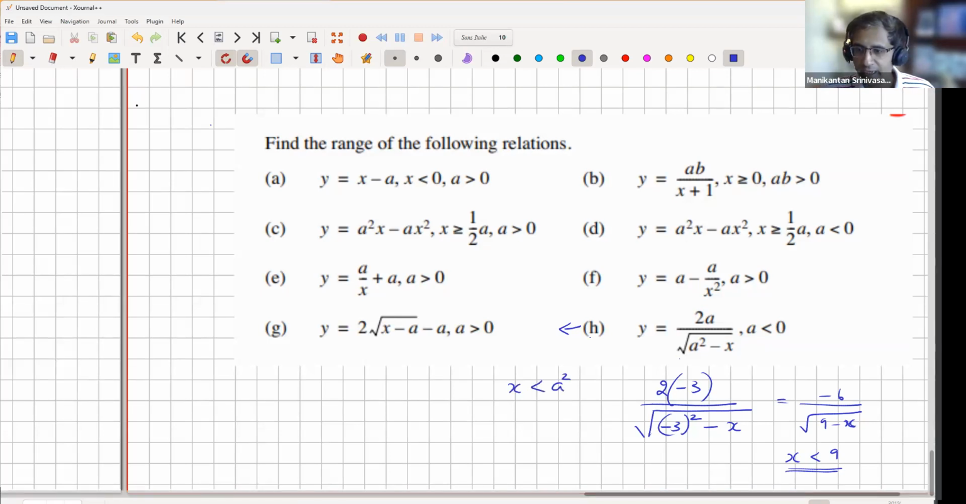Where did we get the 9 from? It was because it was -3 whole square. So that makes sense, right? As long as x is less than a square, the denominator is a square root of a positive quantity, which is valid.